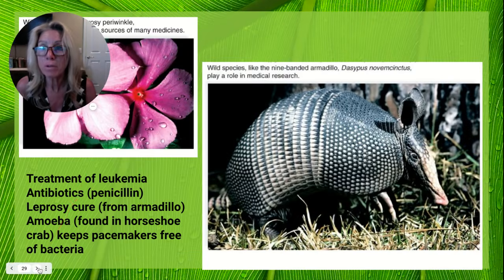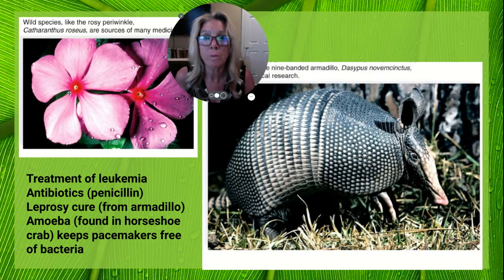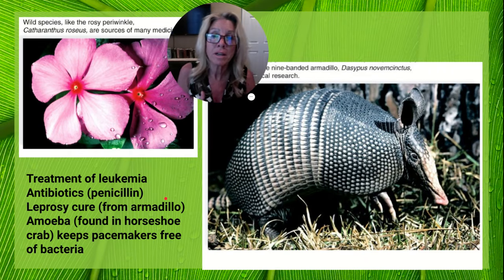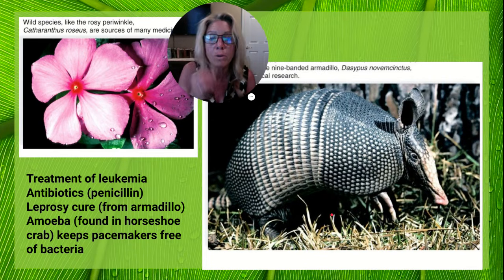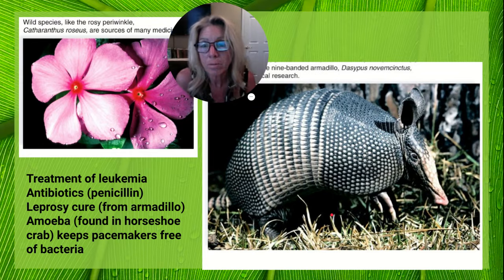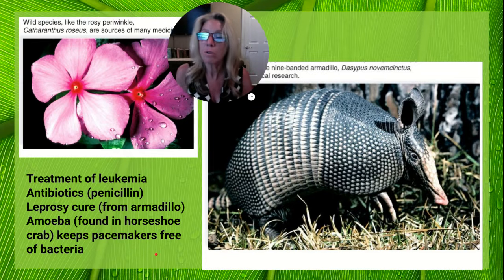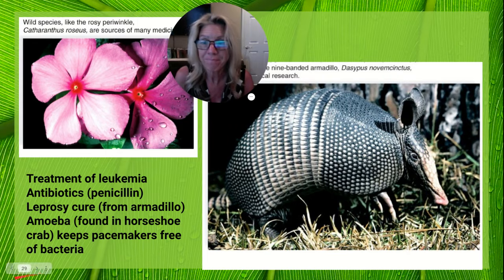A few examples, and these are also in your notes as well, are treatment of leukemia, especially childhood leukemia, and antibiotics like penicillin. There was a leprosy cure that was found from an armadillo who contracted human leprosy. An amoeba found in a horseshoe crab now keeps pacemakers free of bacteria.